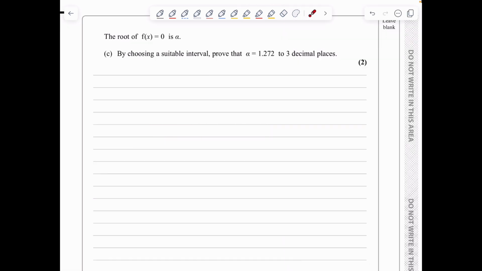In part C, we are told that the root of f(x) = 0 is alpha, and we need to choose a suitable interval to prove that alpha is 1.272, correct to 3 decimal places. Well, if we consider the 1.272, we need to choose a tight interval around this value and look for a change of sign. So I'm going to go for 1.2725 and 1.2715, and I will be evaluating f(1.2725) and f(1.2715), hoping for a change of sign. Remember, we always look for a change of sign in what we need to be equal to 0, and in this case it's f(x).